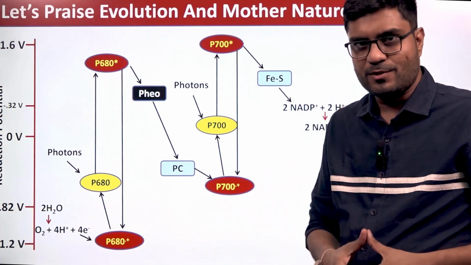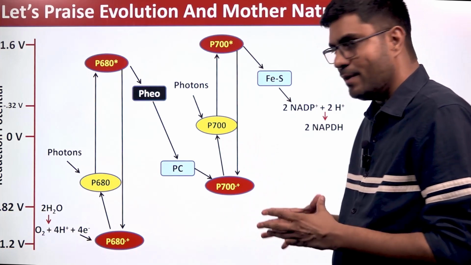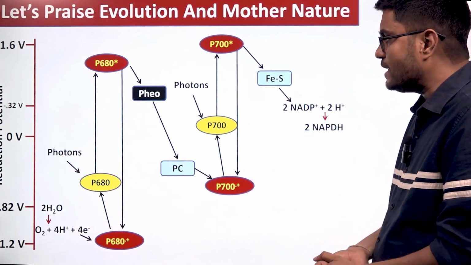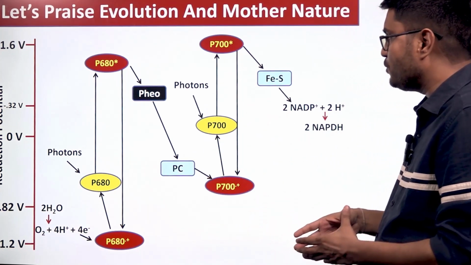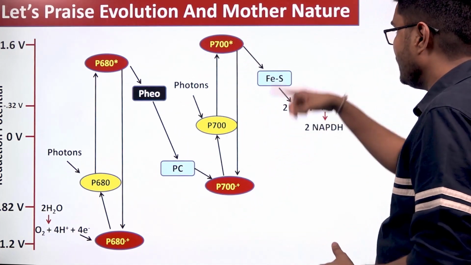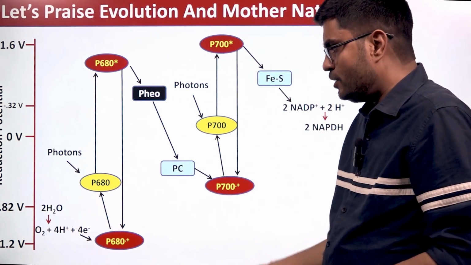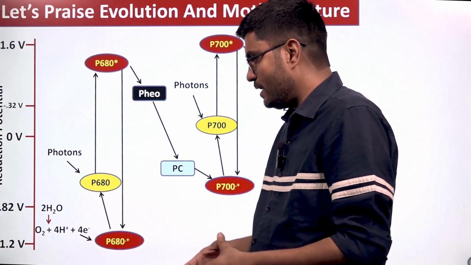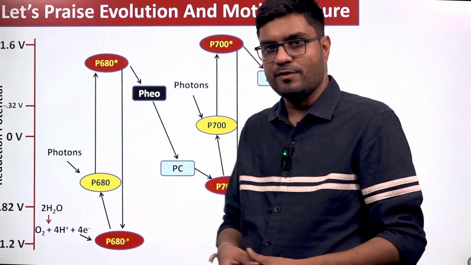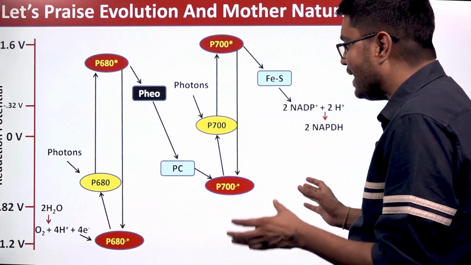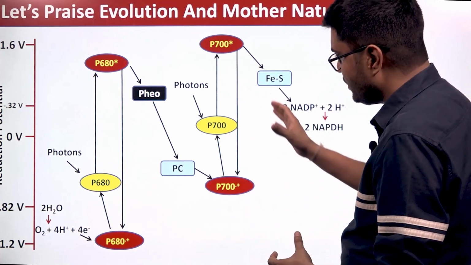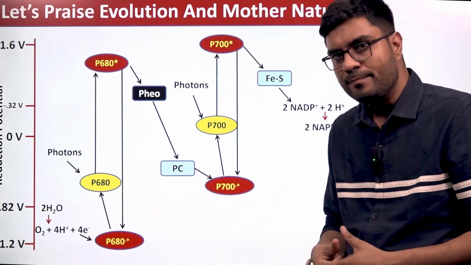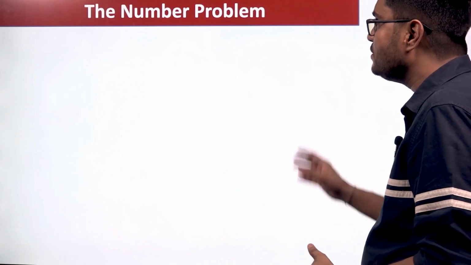Now the Z-scheme is looking nice, but there is a problem, and I call this the problem of numbers. You can see that the whole Z-scheme, the whole system, is able to transfer 1 electron at a time. But to generate 1 oxygen molecule, 2 water molecules have to be utilized and simultaneously 4 electrons will be released. So how do we balance this number? The system is transporting 1 electron at a time, but the donor is giving 4 electrons at a time. So let's solve this number problem.